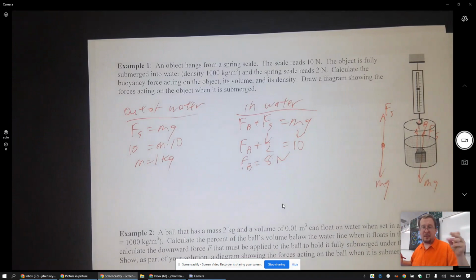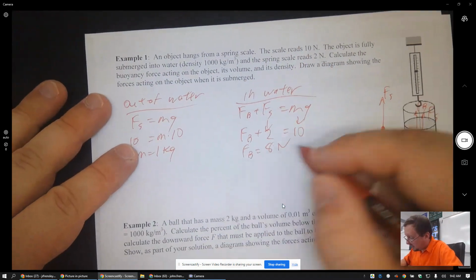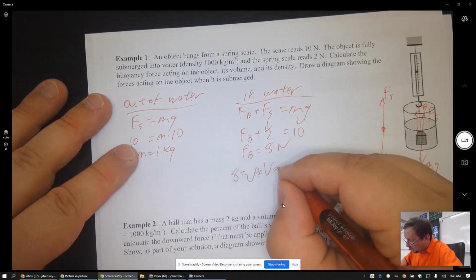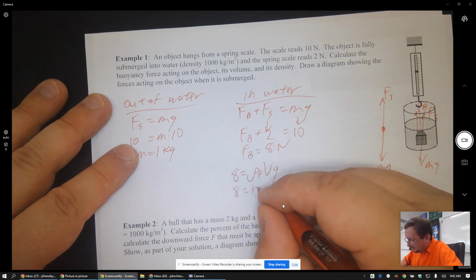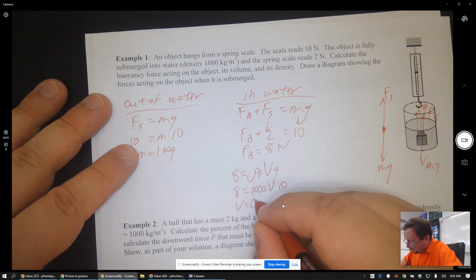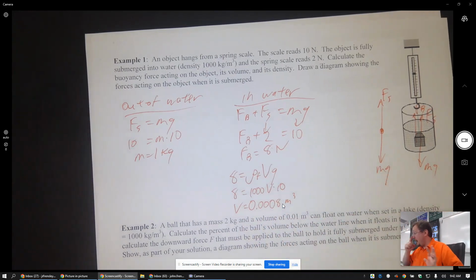I want my students to come up with that real quick, right? Oh, the difference is taken up by the buoyancy. But then I want them to take that and set it equal to the density of the fluid times volume times gravity. For water, the density is 1,000 and gravity is 10. So then the volume is going to be 0.0008 meters cubed.